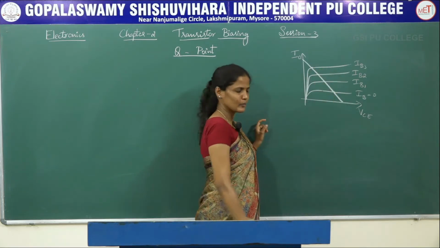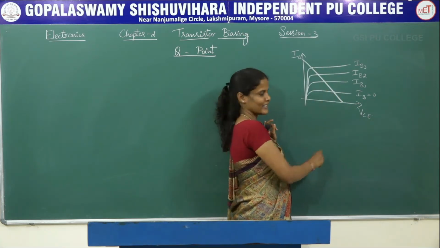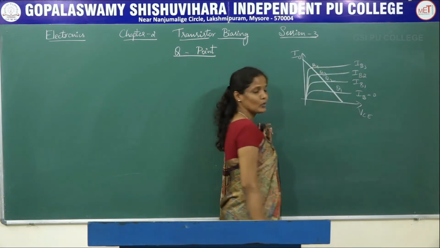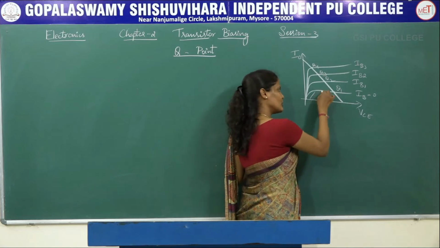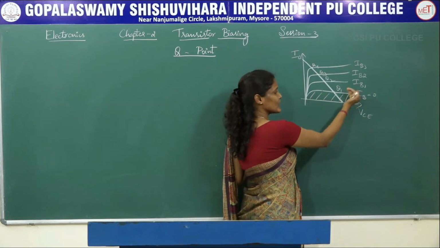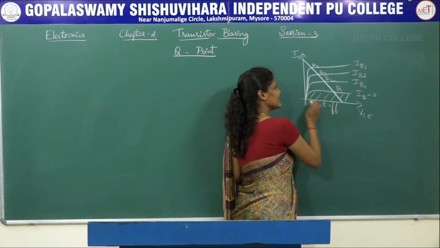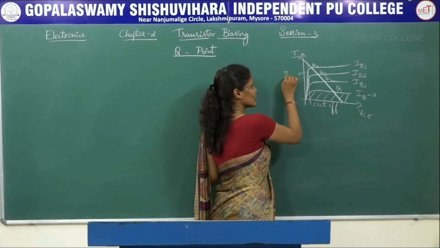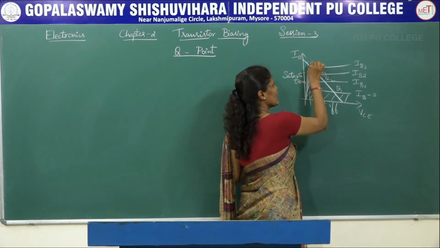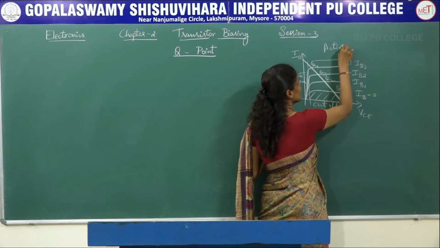These are called Q points because at these points the DC load line is intersecting with the output characteristics. If I call this Q1, I can call this Q2, Q3, Q4 and so on. In the last session I already told you that below this IB value equal to 0, the region which lies below that IB equals 0 is called the cutoff region, and this linear region is called the saturation region, and this constant region is called the active region.